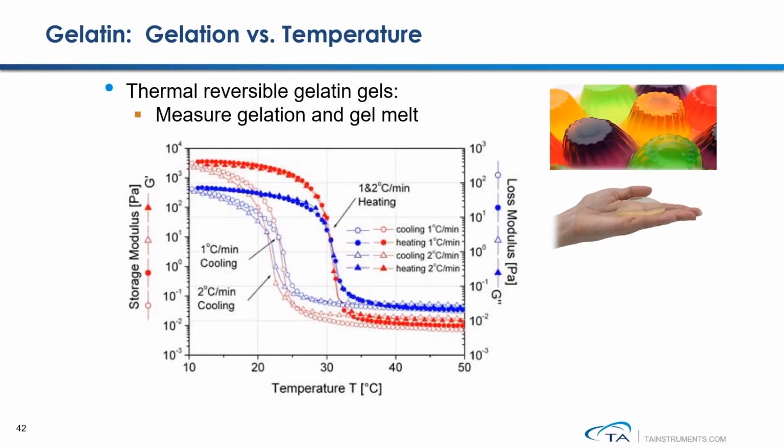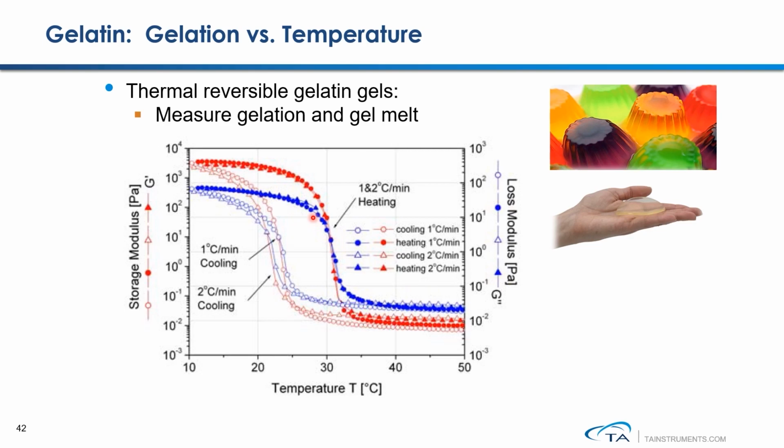Another case study here is to study the gelation of a thermally reversible gelatin gel. We know gelatin solution can form a gel at low temperature, but this gel will melt at a temperature greater than 40 degrees. So in this analysis, we load this gelatin solution at a temperature around 50 to 60 degrees C, and then conduct a temperature ramp down experiment. With this measurement, we can monitor at what particular temperature this gelatin solution will form a gel.